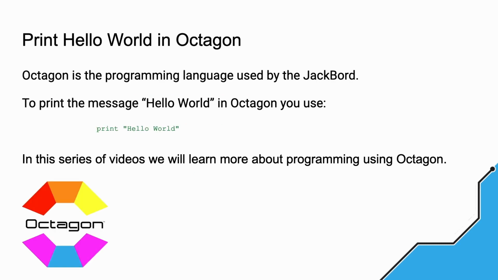In the JackBord, we use a language called Octagon. And to print the message "Hello World" in Octagon, you use this method. So in this series of videos, we're going to learn more about programming using the Octagon programming language.